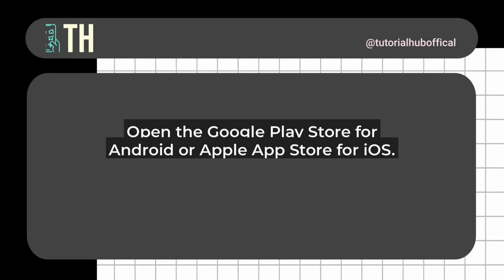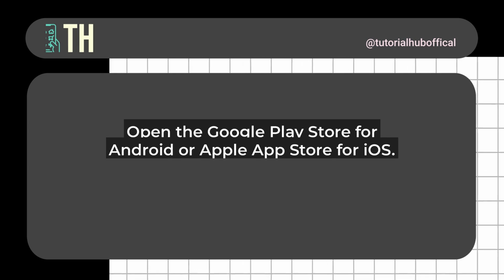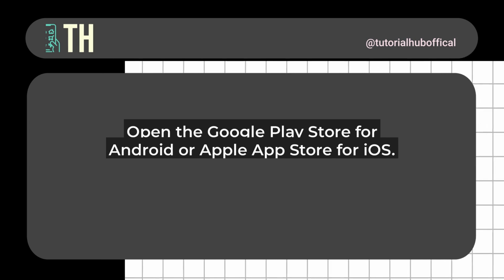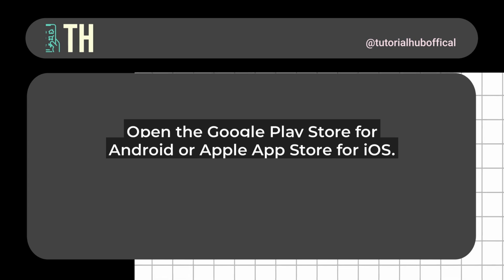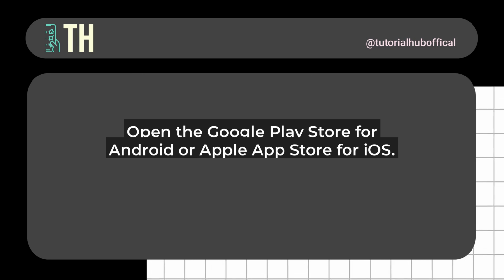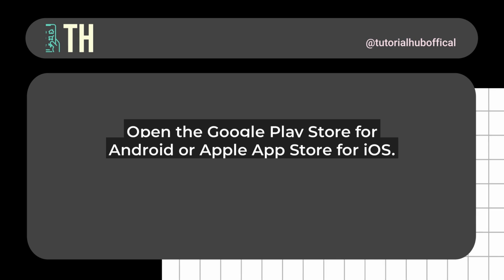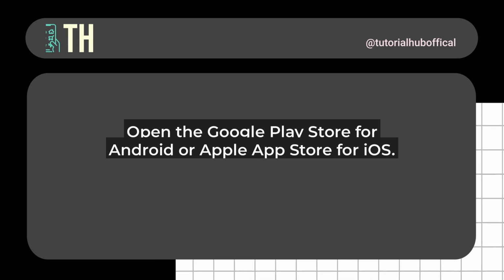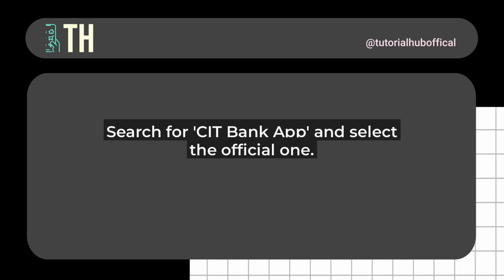Step 1. Open your device's App Store. If you're on an Android, that's Google Play Store. For iPhone or iPad users, head to the Apple App Store. Once you're in, use the search bar at the top and type in CIT Bank app. Make sure to spell it correctly for quick results.